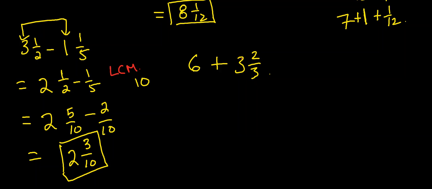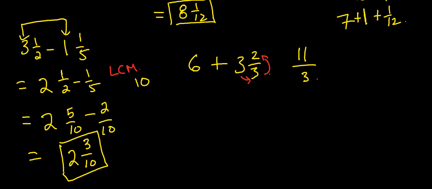Well, we have to multiply the whole number by the denominator, and then we add the numerator. That gives us the numerator of our mixed number. So we have to multiply 3 by 3. 3 times 3 is 9, and then we add 2, so that's 11. And then to get our denominator, it's the same denominator as in the fraction, so it's 3. So the equivalent improper fraction of this mixed number is 11 over 3.